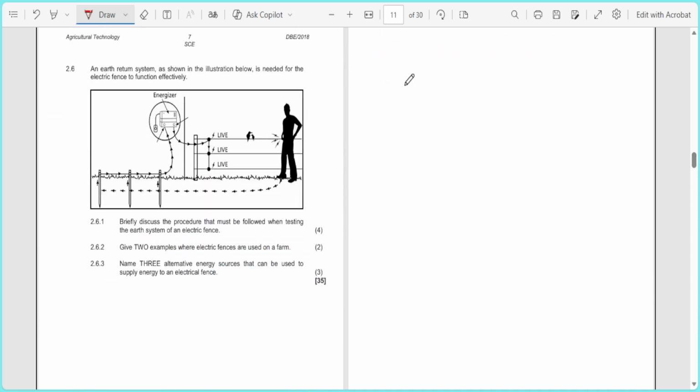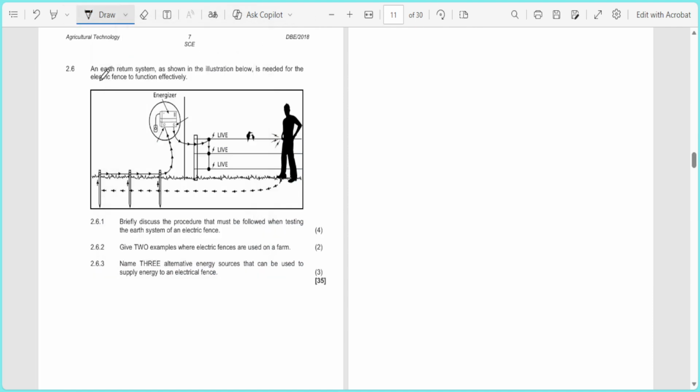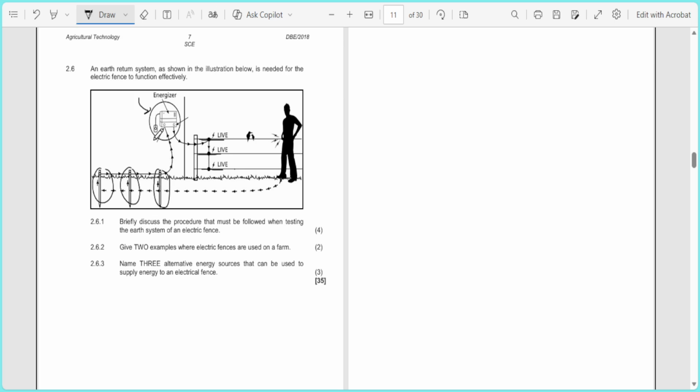Now let's go to 2.6. Let me switch back to black. An earth return system, as shown in the diagram below, is needed for the electric fence to function effectively. We have an energizer here, a live connection, live fencing. This is also grounded to the earth. Now for 2.6.1, they want us to briefly discuss the procedure that must be followed when testing the earth system of an electric fence.